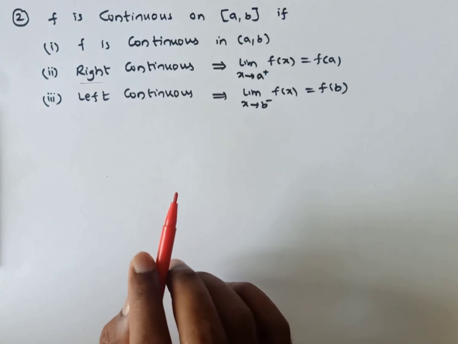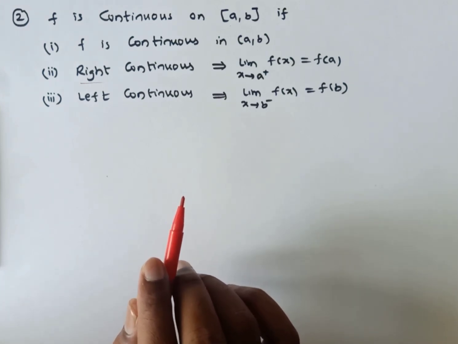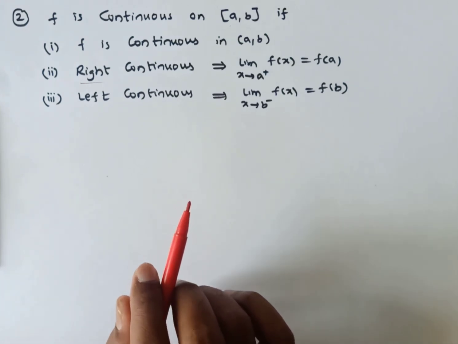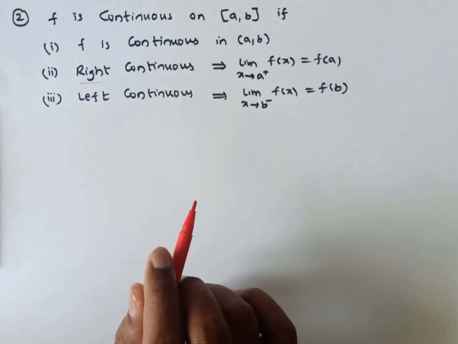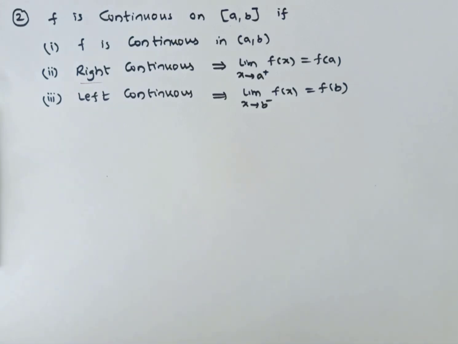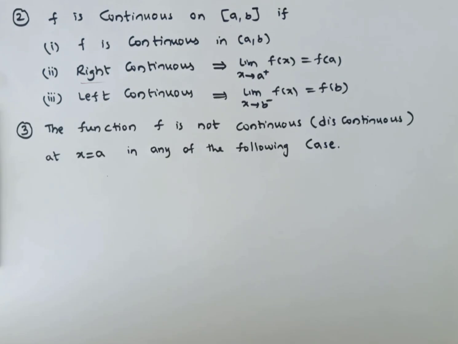If it is an interior point, then you need to check the left and right limits of that particular point and check the function value. So next, the third point: the function f is not continuous, meaning it is discontinuous at x equals a.